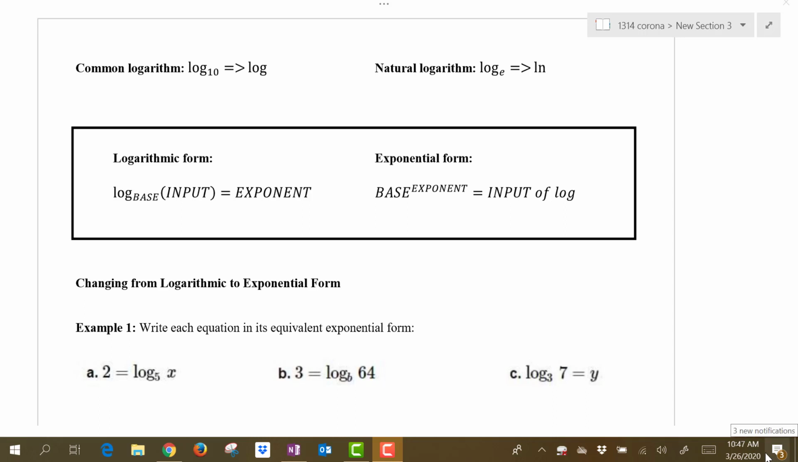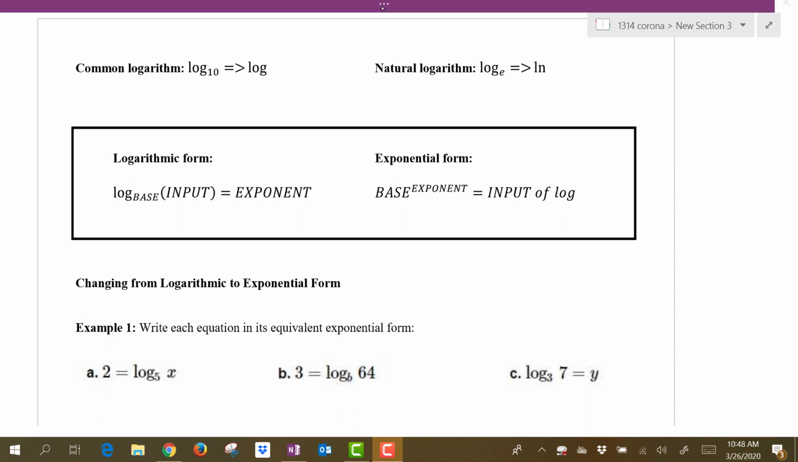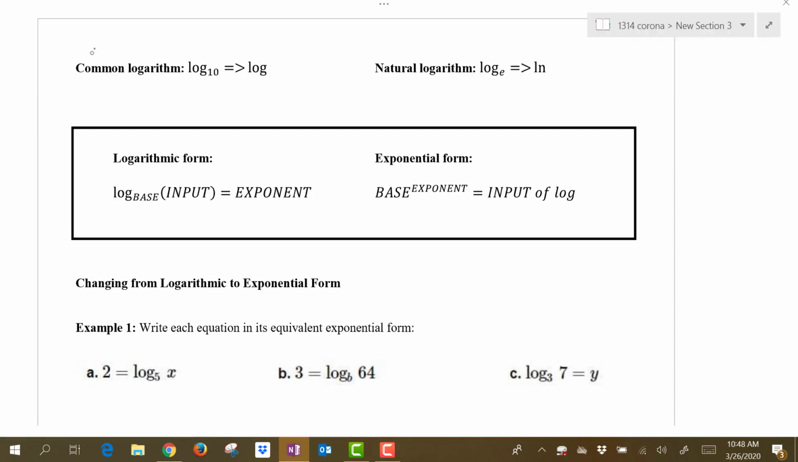In this video, we're going to talk about rewriting from log form to exponential form and from exponential form to log form. Before we do that, let's talk about some commonly used notation. We have two logs that we use the most. One is called the common log and one is called the natural log. The common log is a log with a base of 10.